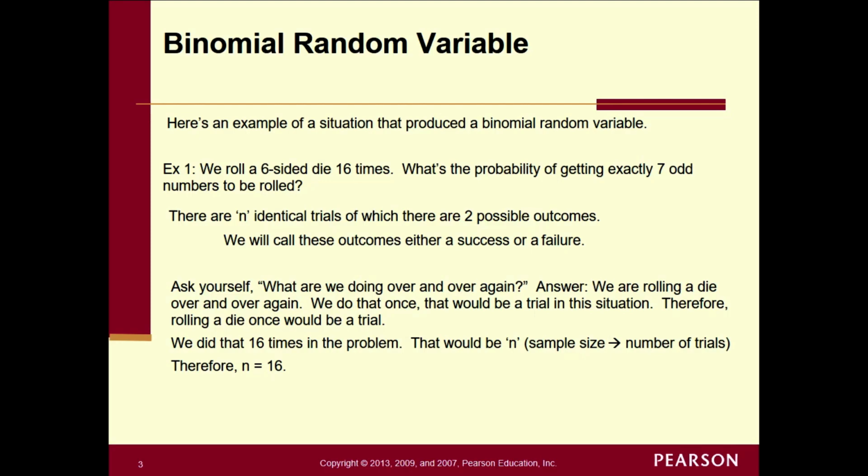Ask yourself when you do these problems in 6.3, what are we doing over and over and over again? Clearly here, we're rolling a die and observing either odd or even. When you do that just once, that's a trial. So ask yourself, what are you doing over and over again? And when you do it once, that's a trial. In the problem, what you've got to find is the number of trials, which is our sample size, and we've been calling our sample size n throughout the semester. So one of the things you're going to have to do is identify n in the problem. What are we doing here? We're rolling the die over and over again. How many times do we do that? 16 times. That means n is equal to 16.